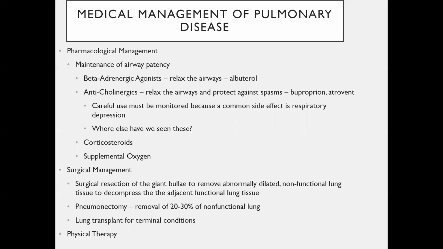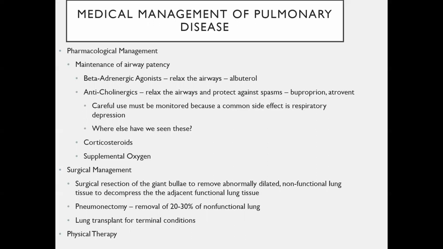We talked about anti-ACH drugs back when we talked about myasthenia gravis, and we talked about myasthenia gravis having that myasthenic crisis where the lungs suddenly just shut down, right? And that was a pretty serious problem and side effect of myasthenia gravis.